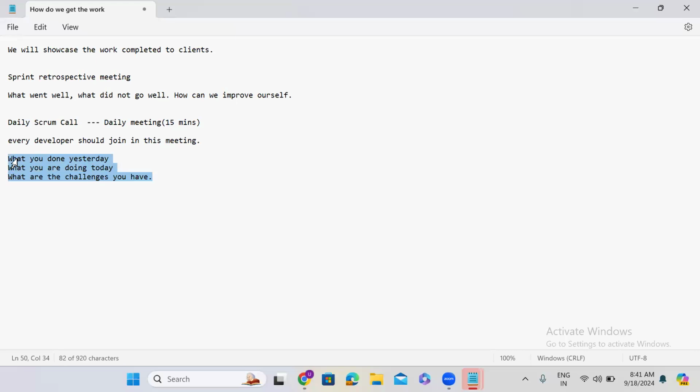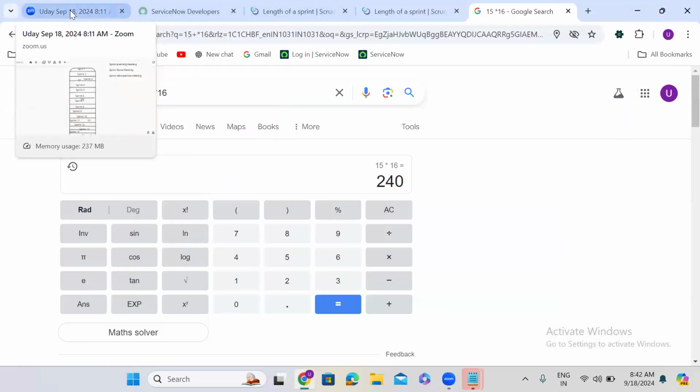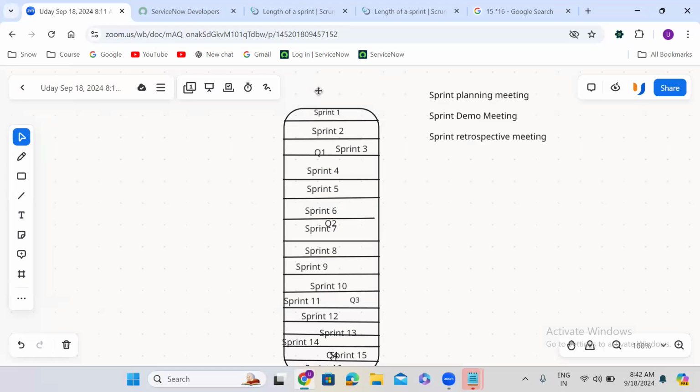So you'll join the call. Hi, very good morning, guys. I have completed this task yesterday, and I'm working on this particular requirement today. I don't have any challenges. Something like that you have to update in every daily scrum call. Okay. So this is a daily meeting, guys. So this is the daily scrum call. That means every day, this scrum call will happen, guys.